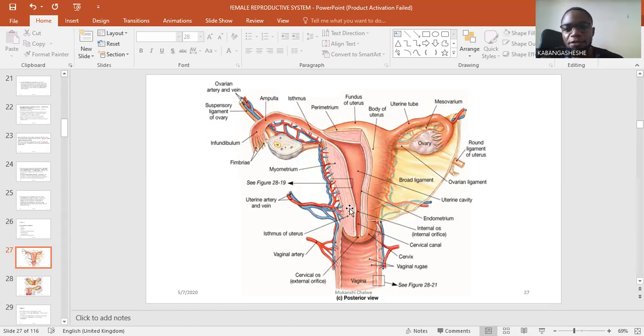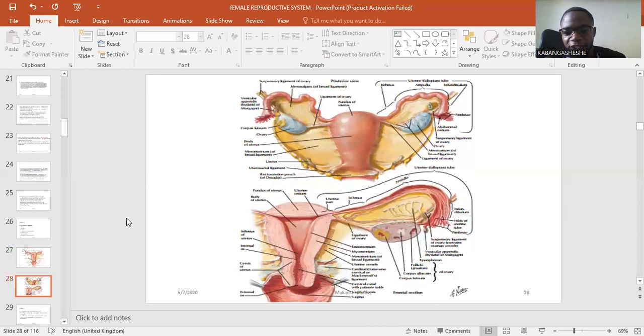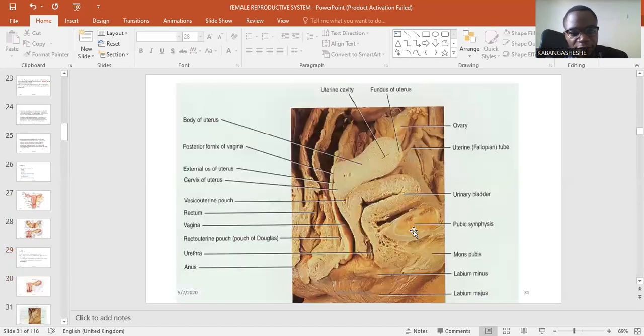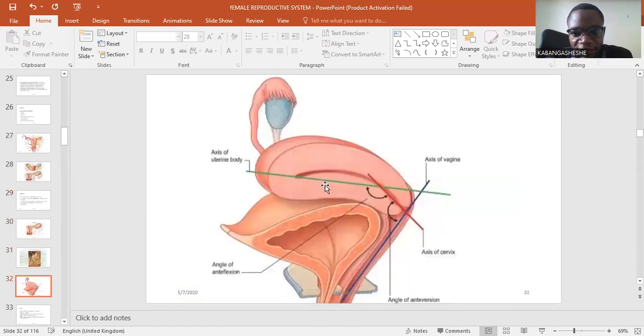Let's look at the histology of the uterus. Before we look at that, let's look at the position of the uterus in the pelvis in relation to the vagina and urinary bladder. The uterus is said to be anteverted, leaning forward, and anteflexed, bending forward. This diagram will help us understand that. Anteversion: the uterus leans forward, so it lies on the superior surface of the bladder. Then anteflexion: it is flexed forward. This is the point where the uterus is connected to the vagina.